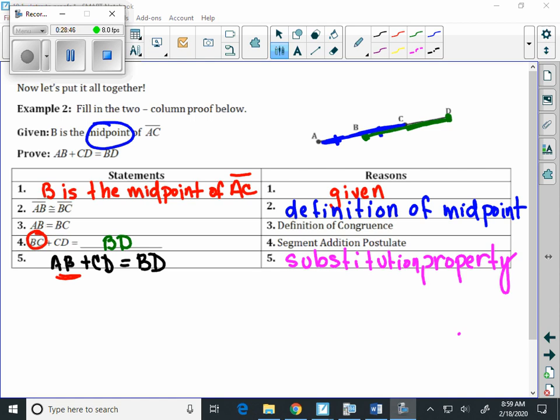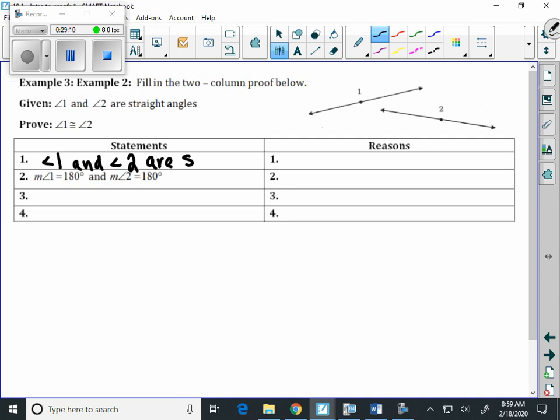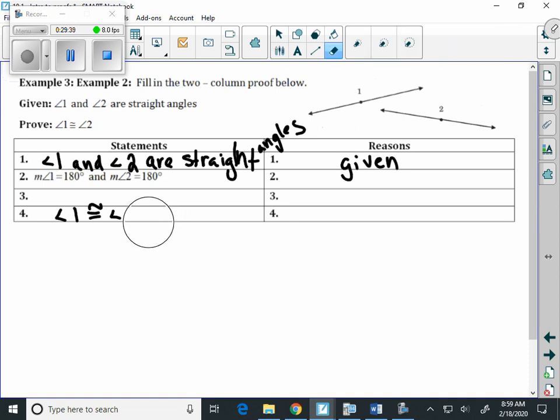One last proof here. Let's try to pull it all together. And it says fill in the 2-column proof below. This one says angle 1 and angle 2 are straight angles. And again, even if you could do nothing else, start with that. Angle 1 and angle 2 are straight angles. And the reason is given. Finish this part with the fact that we're trying to prove that angle 1 is congruent to angle 2. Again, even if you can do nothing else, everyone can do that much.